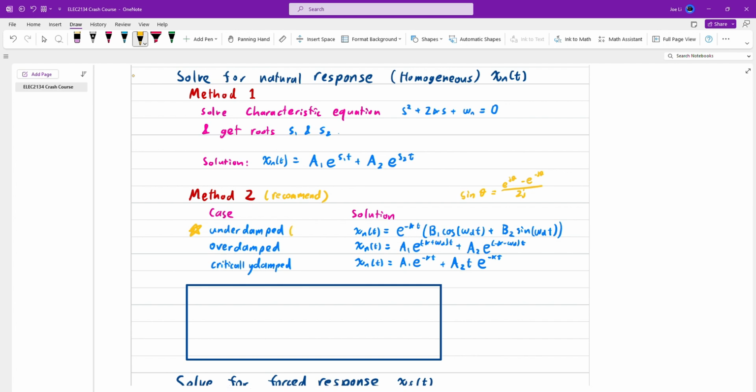Again, underdamped is when your damping factor is less than the natural frequency. Overdamped is when your damping factor is greater than the natural frequency. And critically damped is when the damping factor equals the natural frequency. I'm just saying it in words so you can memorize it. So using method 2, we know omega n, which is 31623, is larger than the damping factor, which is 5,000. So our response is underdamped.